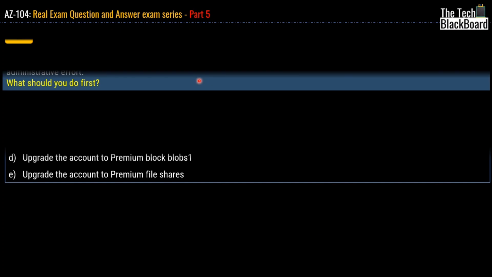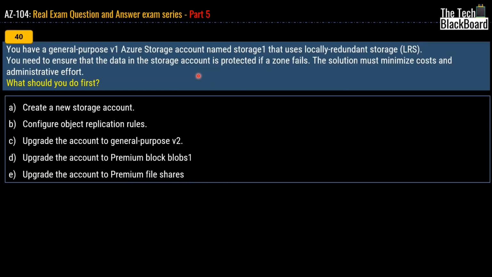And that brings us to question number 40, which is our last question for part 5 of our AZ-104 real exam question and answer exam series. So let's read the question. The question says that you have a general purpose V1 Azure Storage account named Storage1 that uses locally redundant storage or LRS. You need to ensure that the data in the storage account is protected if a zone fails. The solution must minimize cost and administrative effort. What should you do first?